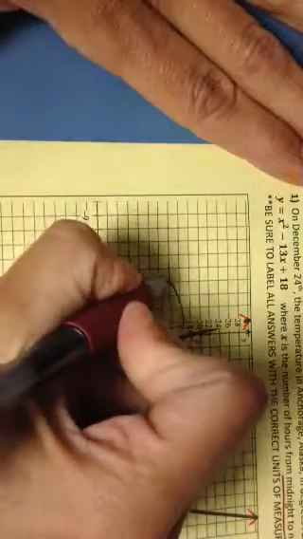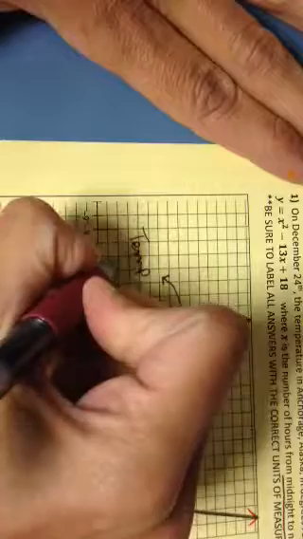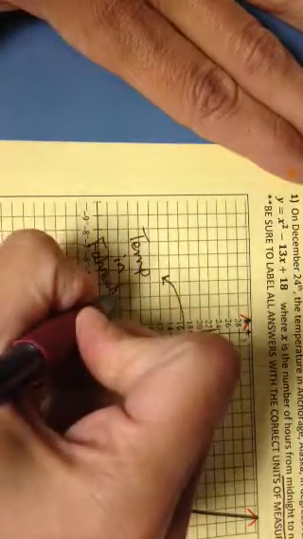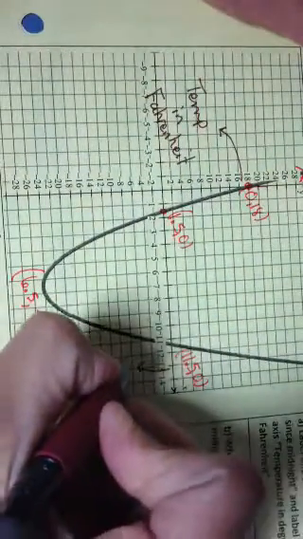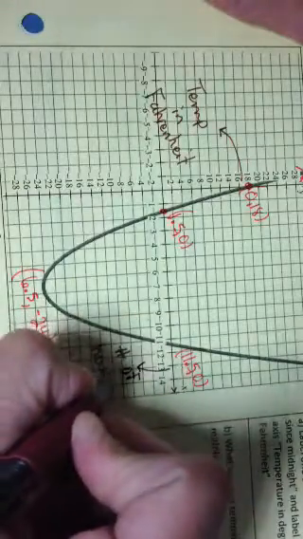So this is going to be temperature in Fahrenheit. And then this one is going to be our time, or they want us number of hours since midnight.